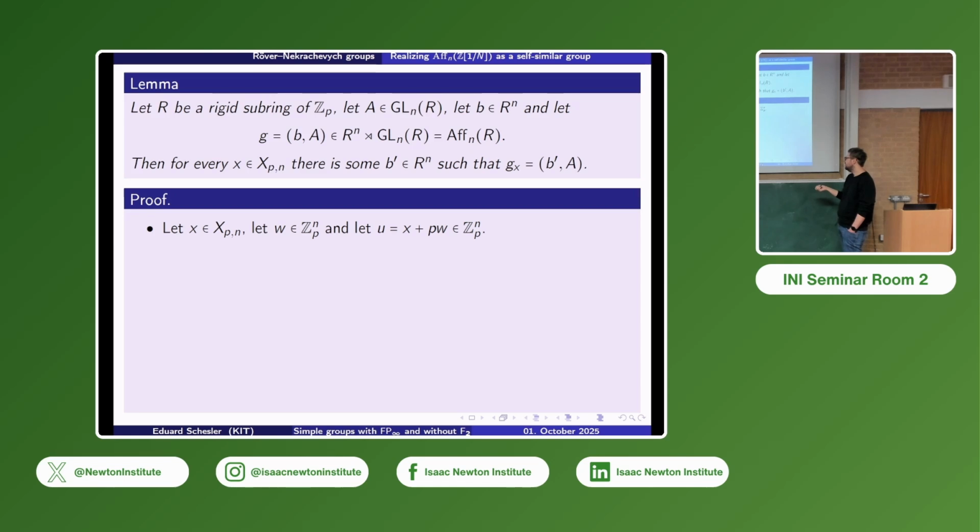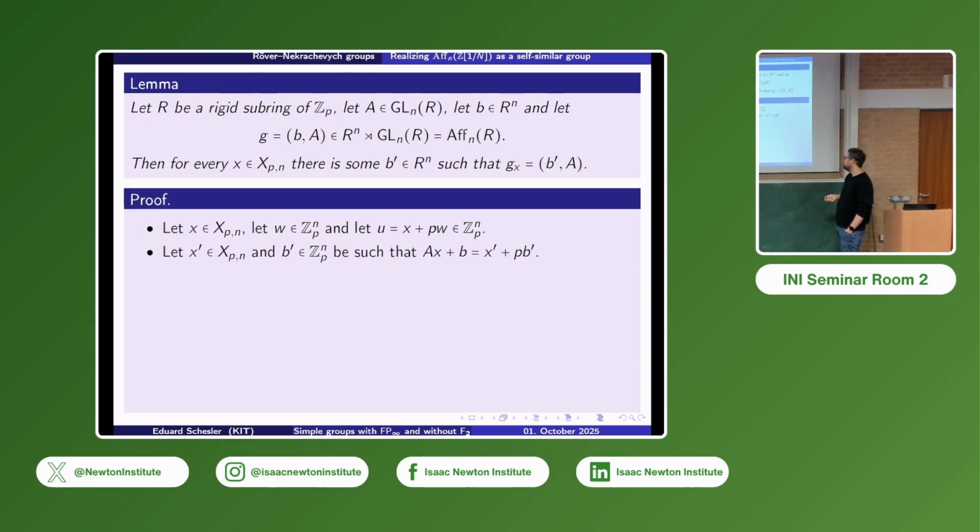So let's start. We consider an element of the alphabet, and we consider some arbitrary element in Z_p^n. Now we add them, so we get a general element that lies in Z_p^n. So recall that this is just the boundary of the tree.